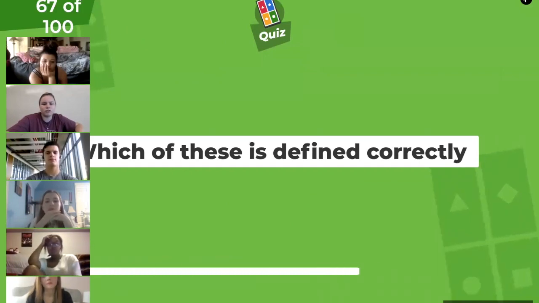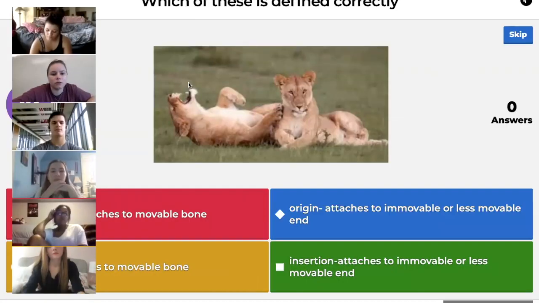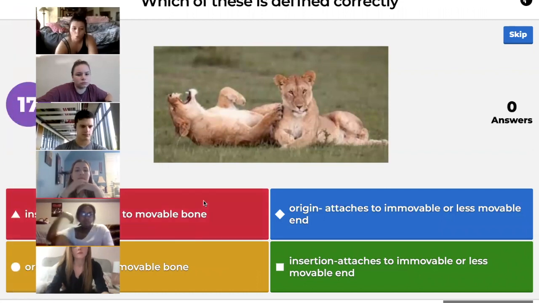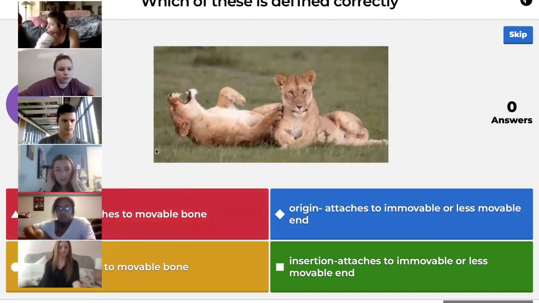Oops. Which of these is defined correctly? All these units.